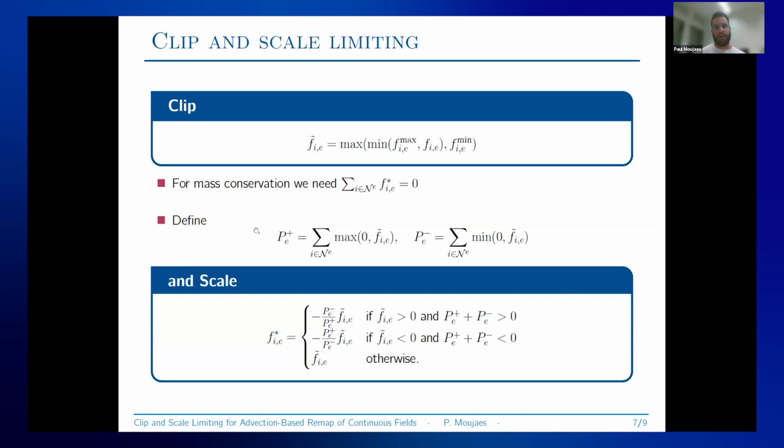So we define these sums where we just collect the positive and negative contributions. And then in the second step, we scale them such that this identity here is enforced. And thus we gain bound preservation by the convexity argument under the time step restriction, and mass preservation.